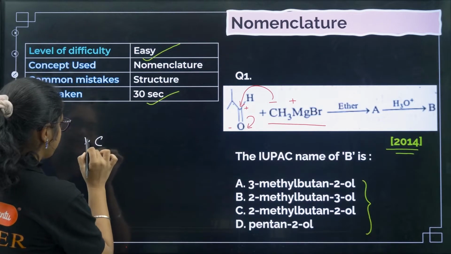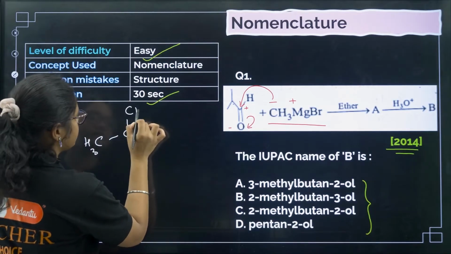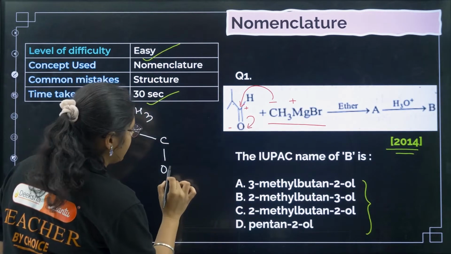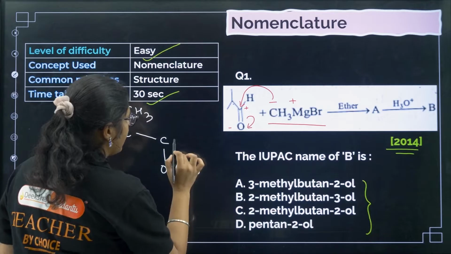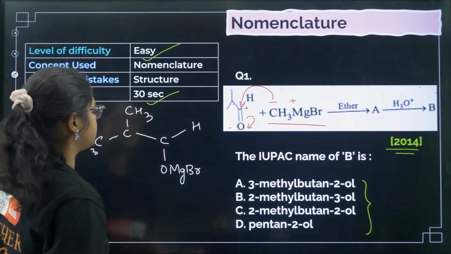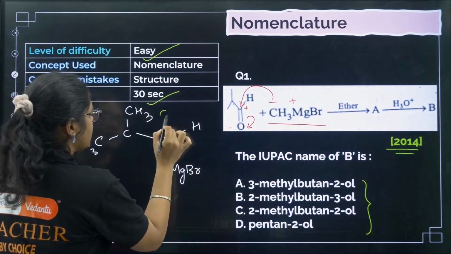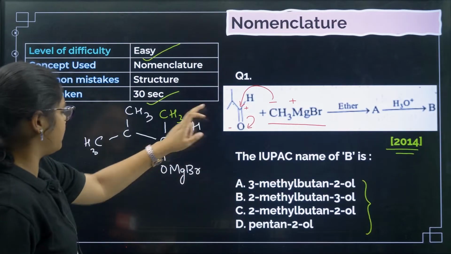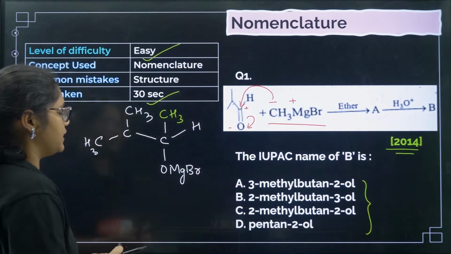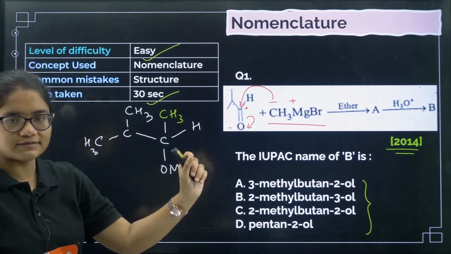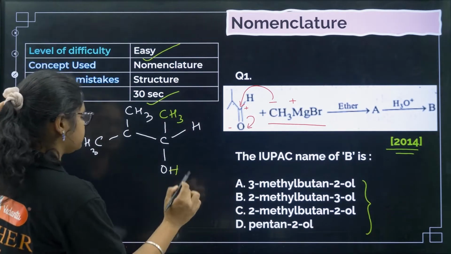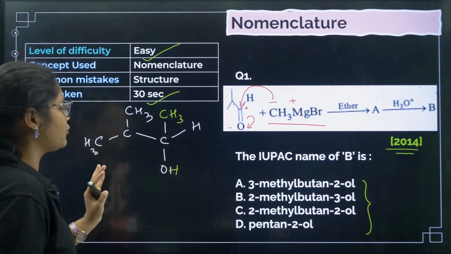Now let us see what we have got here. We have CH3, then we have C, and to this O we have MgBr. Then on the other side I have H, and then I have attached this CH3. So this is the CH3 that is attached from the Grignard reagent. Okay, I think this is clear. I have written this compound, and to this carbon this CH3 is attached and OMgBr. This is your A. Now after hydrolysis what will happen, this OMgBr will be converted to OH. So this is the final product that we have got.